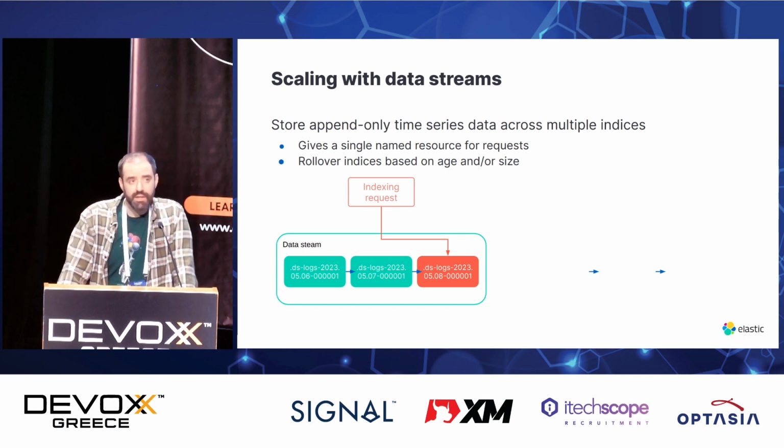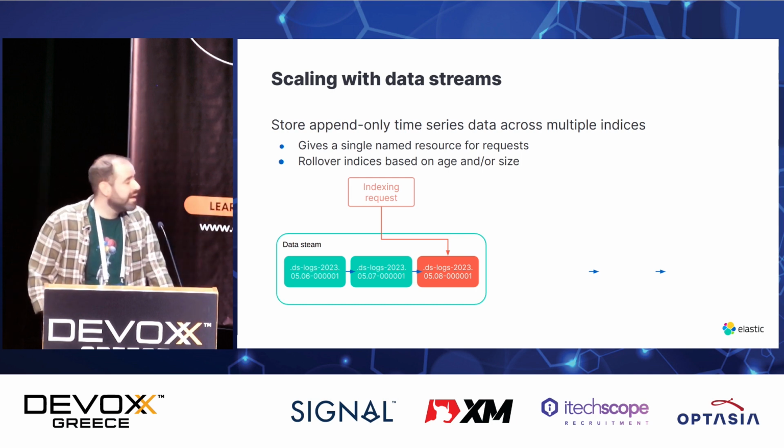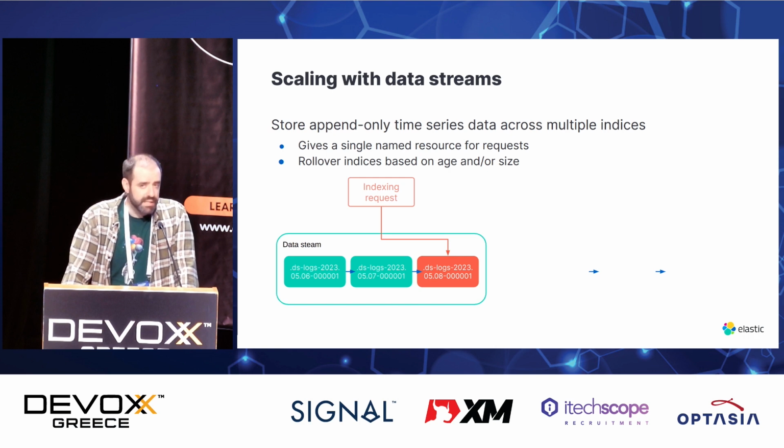In order to scale this type of data, there is a notion that we call a data stream. This is a logical organization of a series of indices that contain your data. Imagine, for example, in this example that I visualize here, that you have an index per day of ingested logs. So here you have an example of 3 days. The most recent index in the data stream is the one that receives the updates, while the others do not receive updates, and they have the older data.